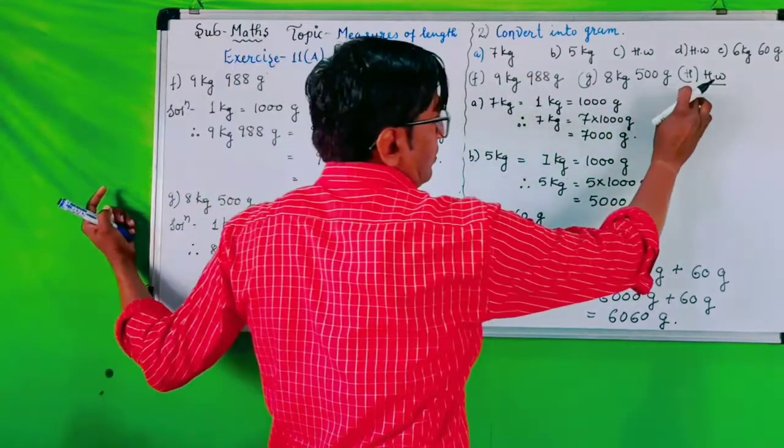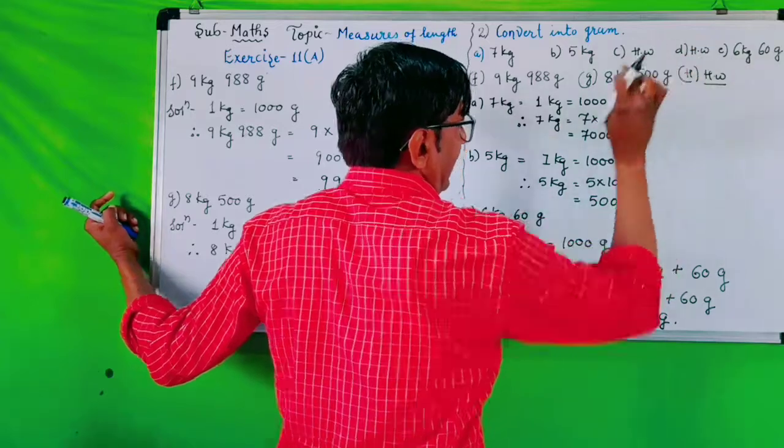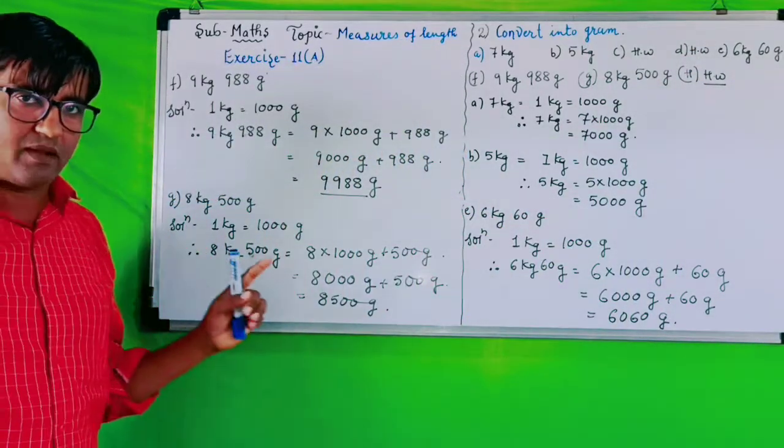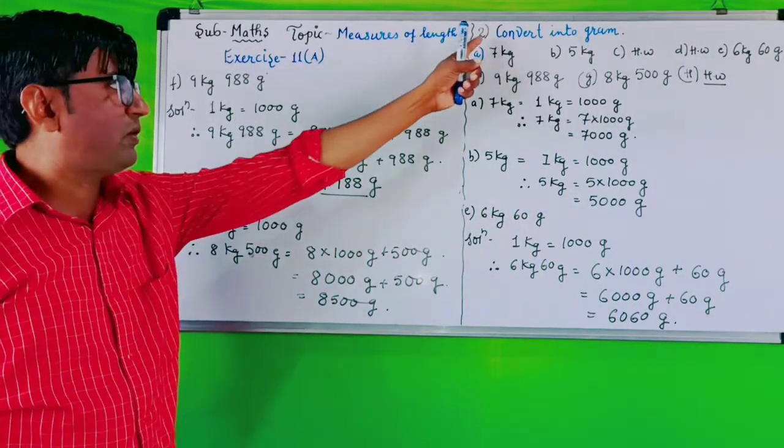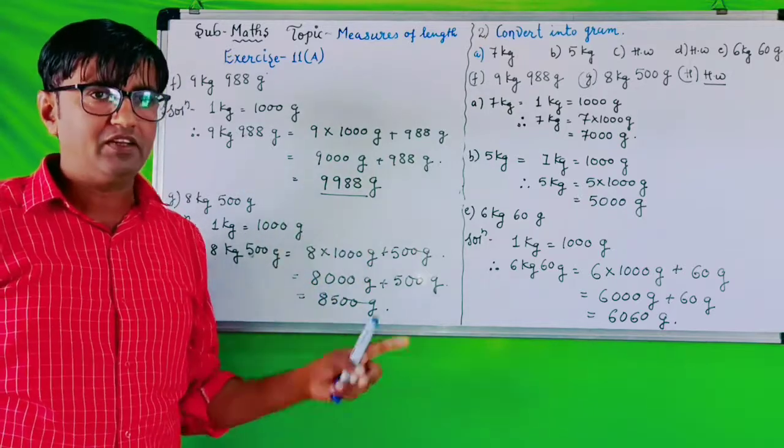Now H you have to solve. Here C and D and H also you have to solve by yourself. Understood, children? So this is the question number 2. Now we will solve question number 3. Okay?